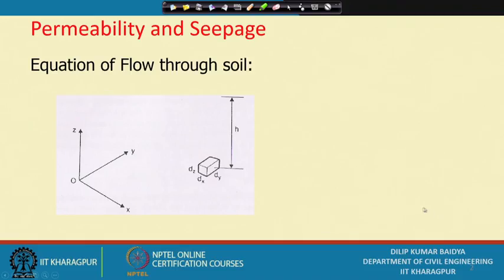Now, when flow takes place over a length, the head may not be the same throughout, because upstream there is some head and downstream it is something else, and there will be continuous head loss. So sometimes we need to find the head at any point. For that we have to find the governing equation and then look for a solution. So today we are developing that equation, the equation of flow through soil.